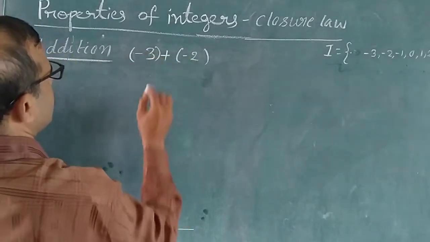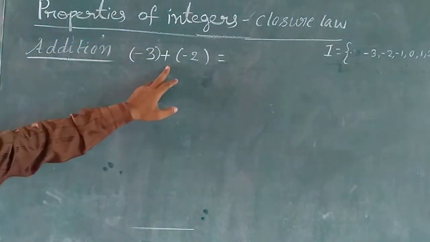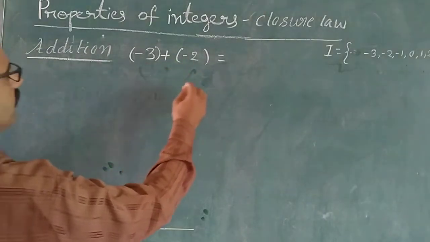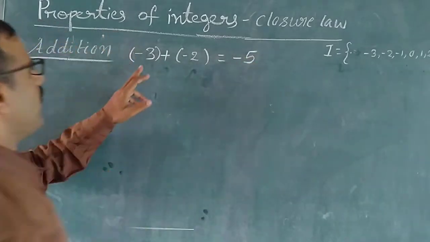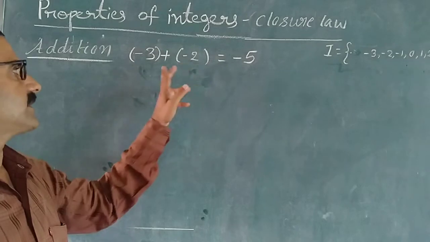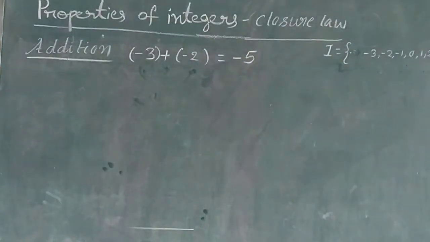So minus 3 plus minus 2 equals what, children? You have to add both negative numbers. When we add both negative numbers, we get 3 plus 2 is 5, so minus 5. Minus 3 is an integer, minus 2 is also an integer, and the sum of two integers is also an integer. So minus 5 is also an integer.